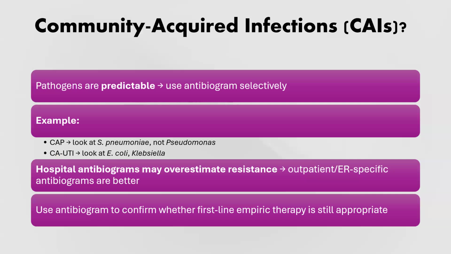It is much better to be pathogen specific, as I mentioned in the above examples. Use the antibiogram to confirm whether the first line empirical therapy is still appropriate. So you will not even choose the most common antibiotics based on the international guidelines. You will be more focused on the antibiogram and the choices from the antibiogram.